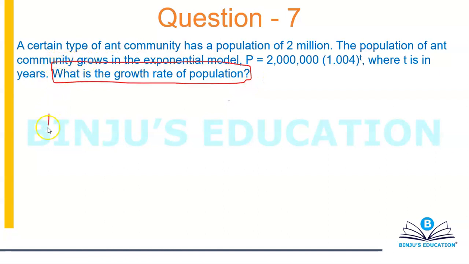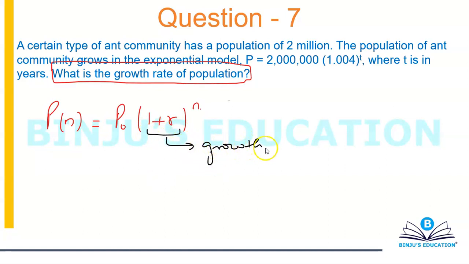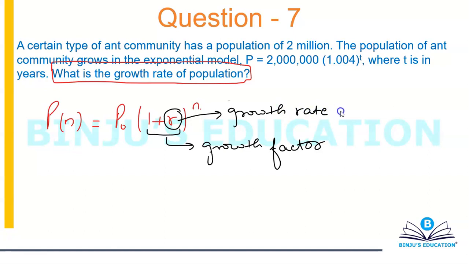Okay. Now I gave you this formula that Pn is equal to P naught times 1 plus R to the power n. And I told you that this value 1 plus R basically represents your growth factor. And this R here is basically your growth rate or your decay rate, depending upon whether you have a positive sign or a negative sign. So this is the growth rate in percentages.